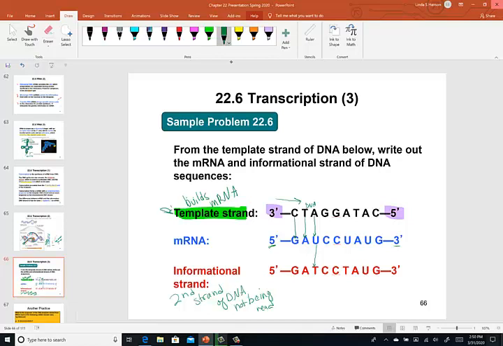So you read the template to create a complementary strand of RNA, and the informational strand is just the complementary strand to the template that's not being read. The important difference as you read complementary base pairings is always remember A and T are in a DNA molecule, A with U as we code for an RNA molecule.